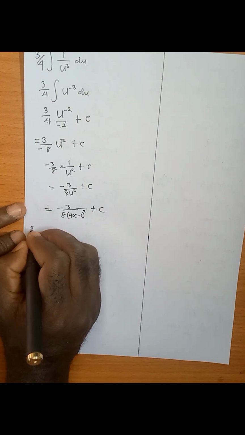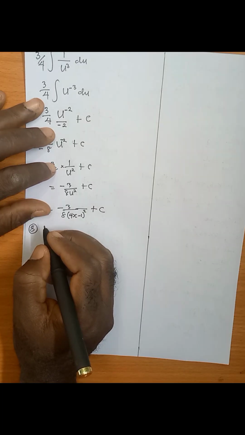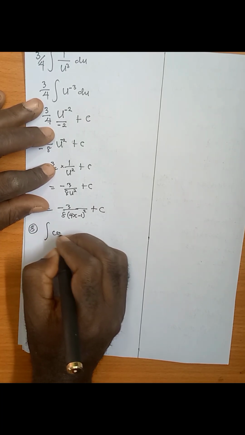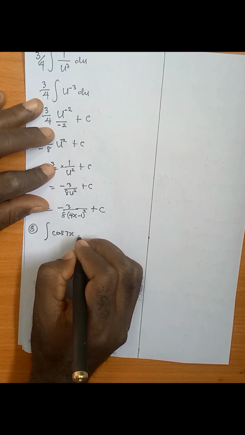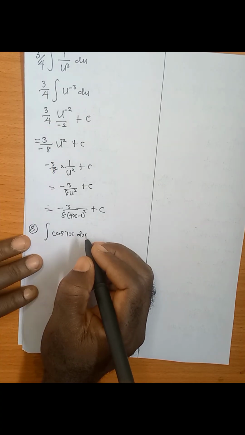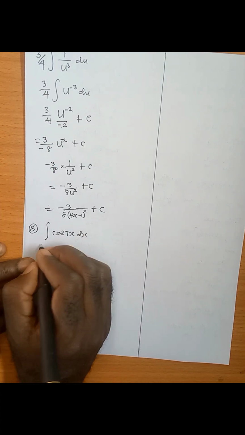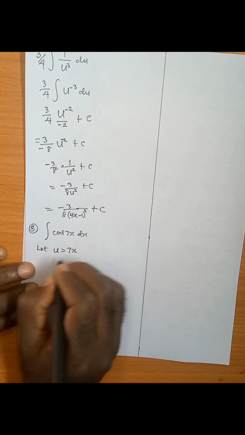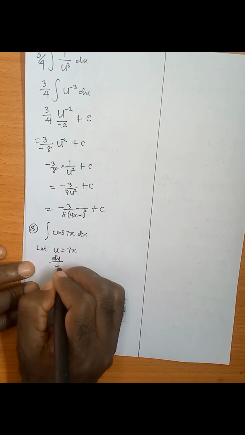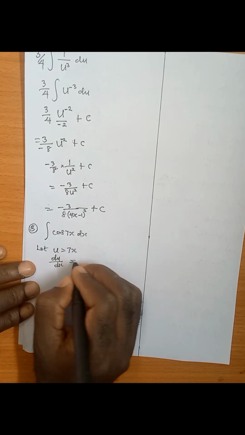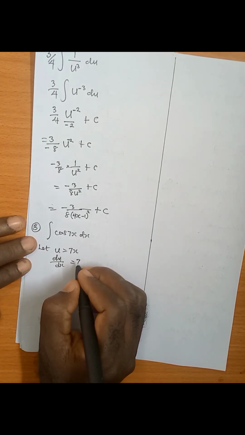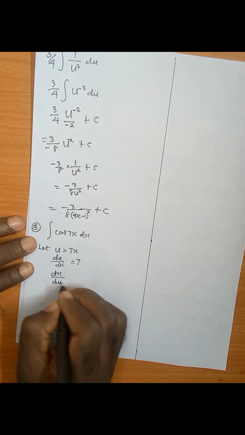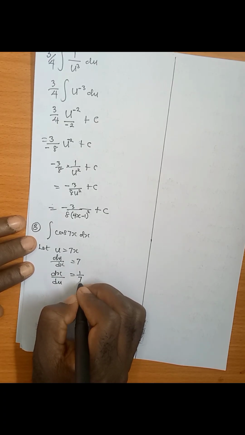Now, let us take a look at the third example here. We are given the integral of cos 7x dx. You are to integrate this. You follow the same procedure. You say let u be equal to 7x. Then du dx is going to be, when we differentiate 7x to give you 7, then let us turn it upside down. We have dx over du is equal to 1 over 7.